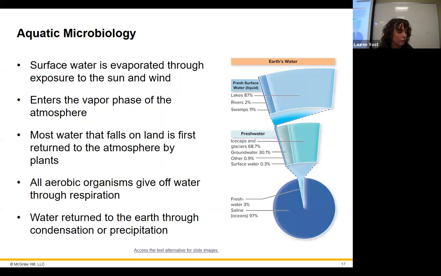Okay, aquatic microbiology. If you look at all of the water in the entire world and break it down basically into just what's the fresh water, what's drinkable water and everything like that, right? So down at the bottom, the dark blue is the saline based water and the light blue is the fresh water. Above that, we have ice caps, glaciers, groundwater, and stuff like that. You can't drink an ice cap or a glacier. I'm just saying. So anyways, put it in perspective.